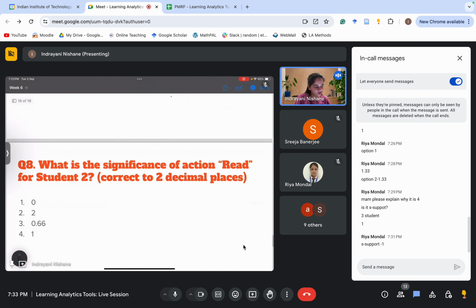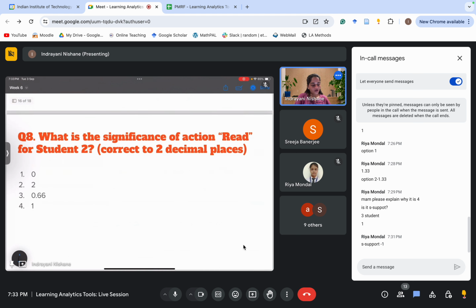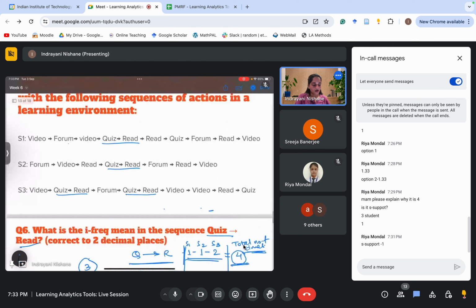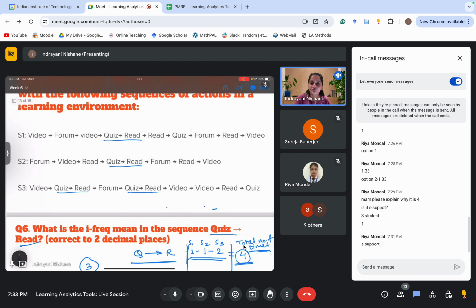Yeah. So moving on to the next question. What is the significance of action read for student 2? Okay. So significance is the importance of that particular action. So how will we calculate the importance of any action?